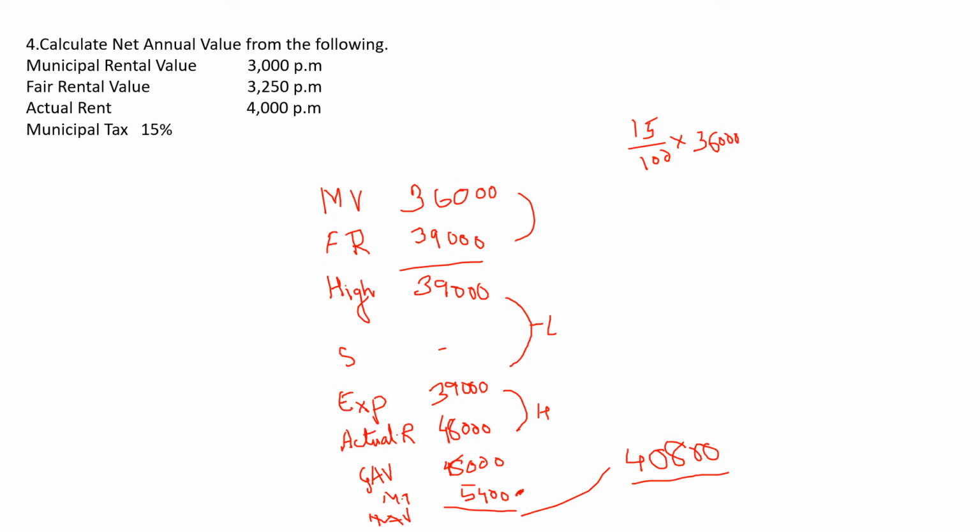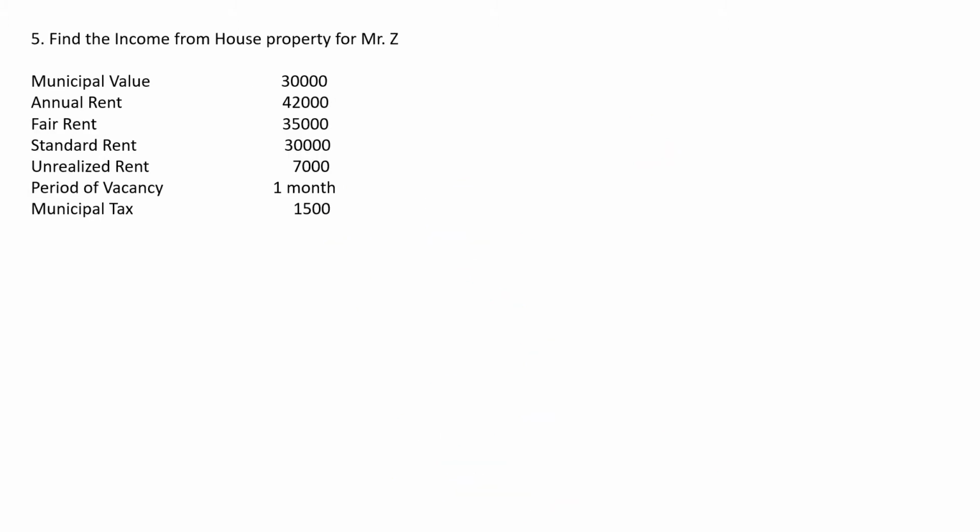Next, let's move to the next question. So what does the question say? Find the income from house property for Mr. Z. Municipal value has been provided. Okay, this is 30,000. Then fair rent is also provided, 35,000. And we will be taking the higher of these two. Yes, so it will be 35,000.